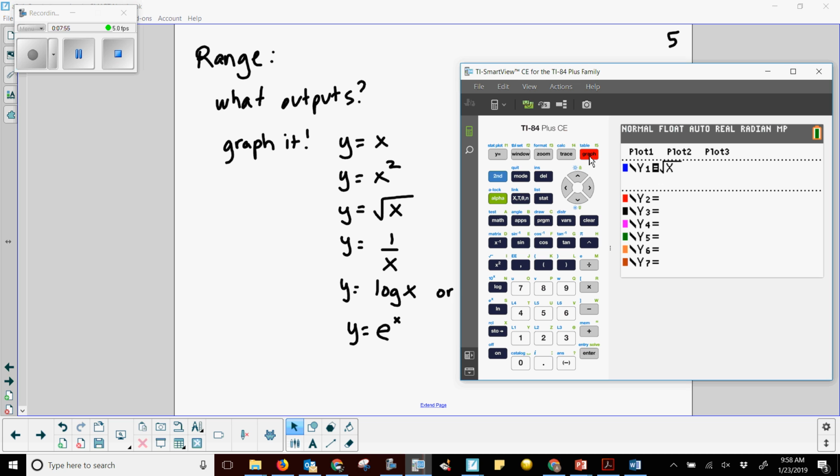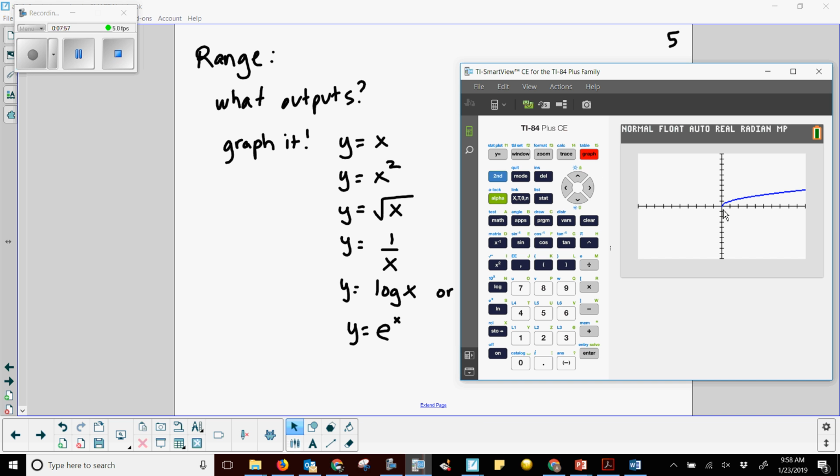What about square root of x? Square root of x looks like this. Well, that's kind of weird. First of all, we don't have any x values here, because if you remember, I cannot square root a negative number. So that's why nothing is over here. And when you square root, there's nothing down here, because you can't square root something and get a negative number.